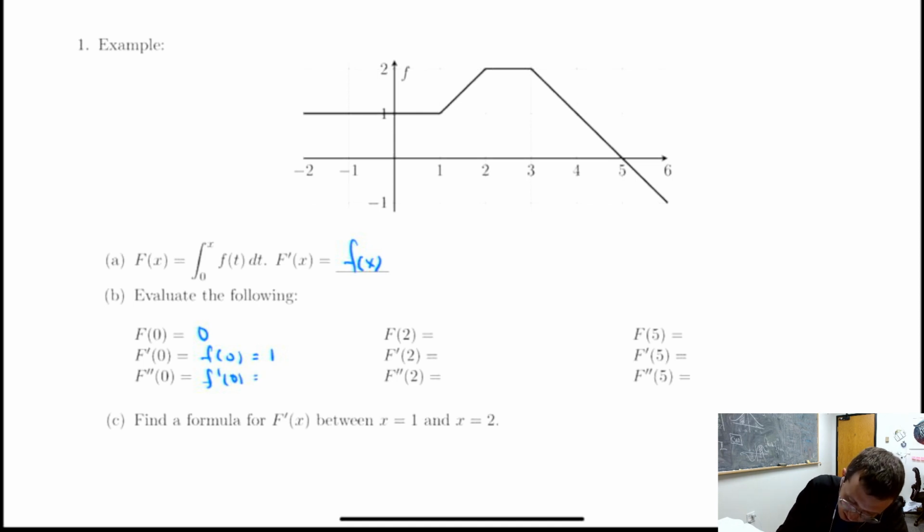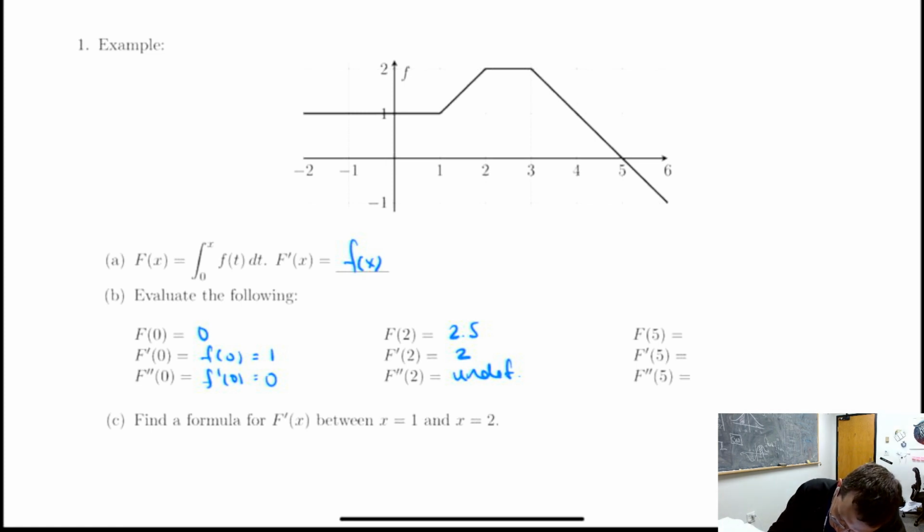So that's the slope of the graph I see here, and that slope is 0. Capital F of 2 is the area here, which is 2.5. F prime of 2 is this y value, which is 2. And f double prime of 2 is the slope here at x equals 2, which is not defined.